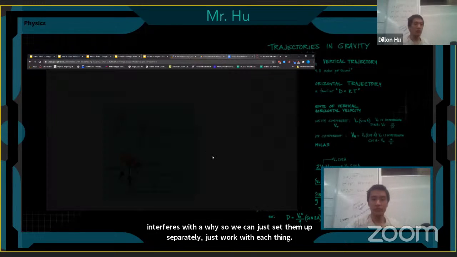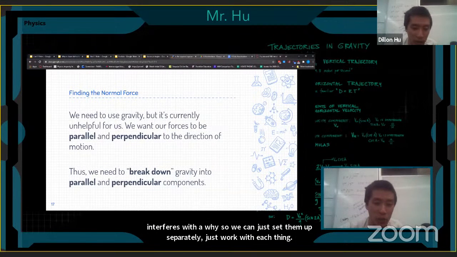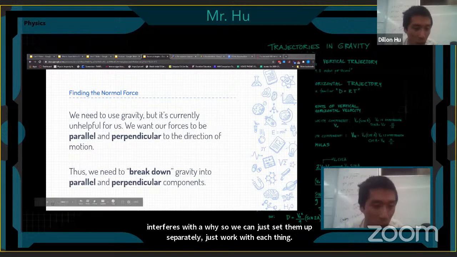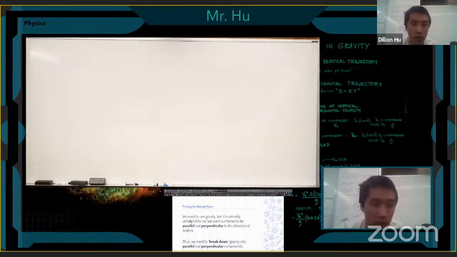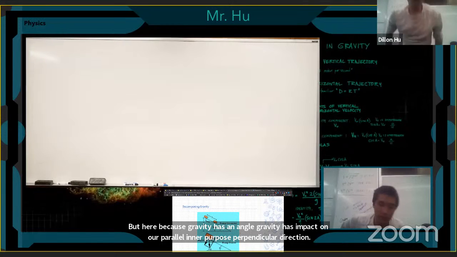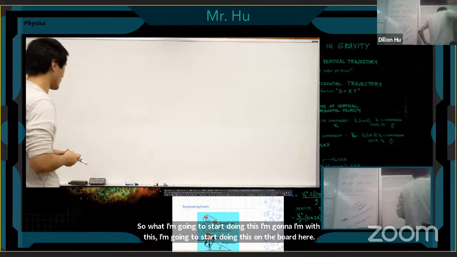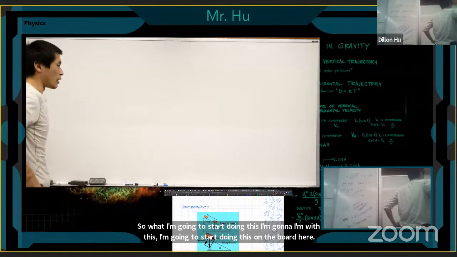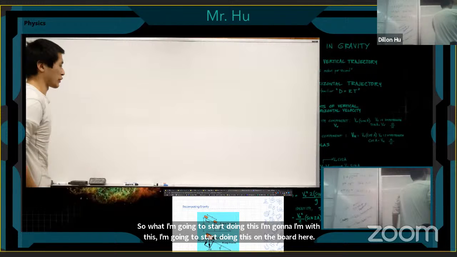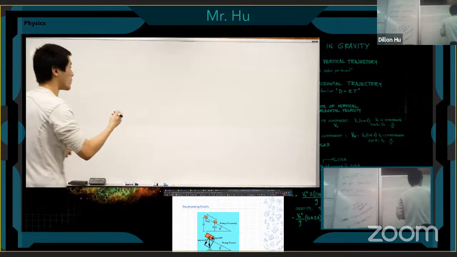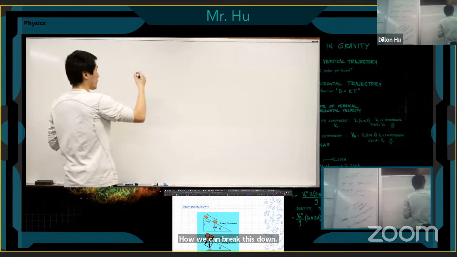Okay. So I'm going to start doing this on the board here, how we can break this down. Please try to pay as close attention as possible. This is where things can get a little tricky. I'm going to try my best to explain this, but I'm not perfect, so please forgive me if I'm not perfect.